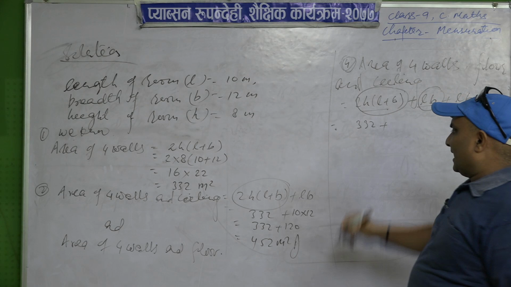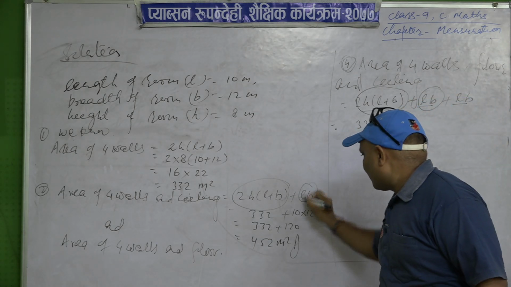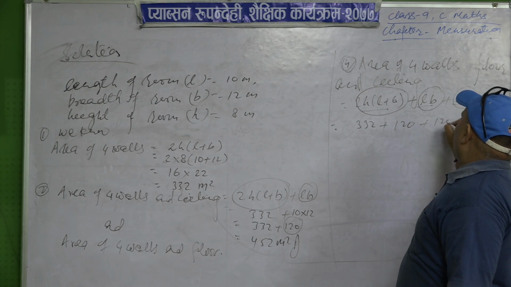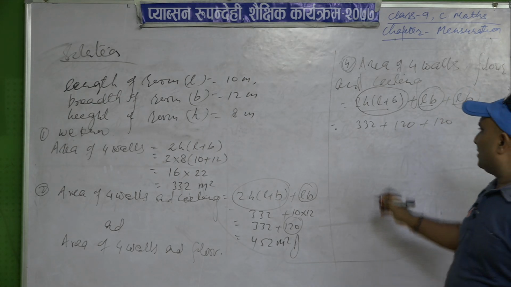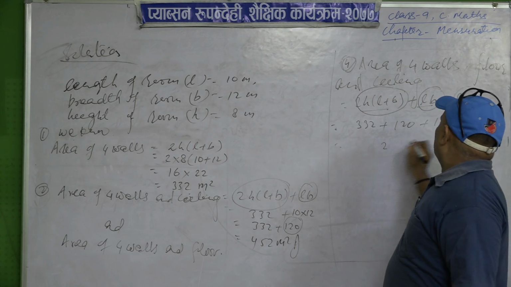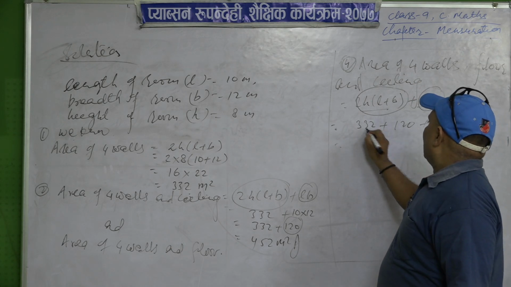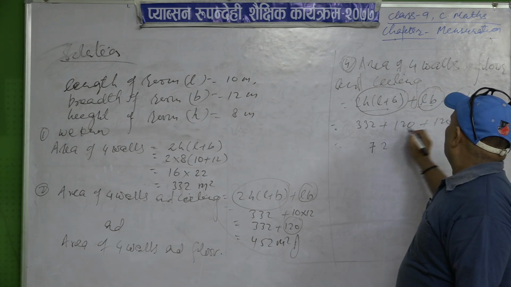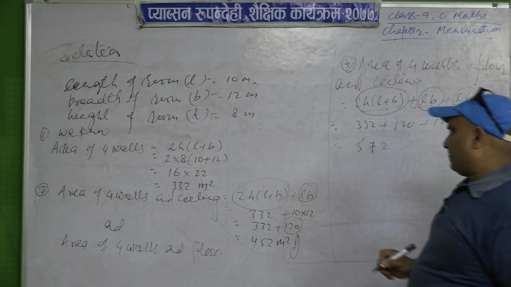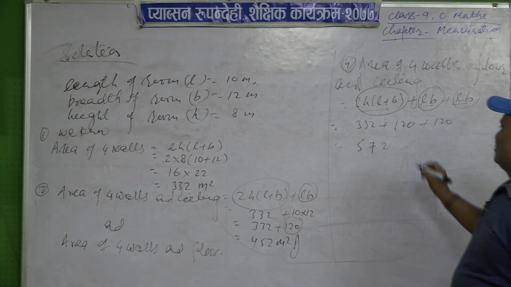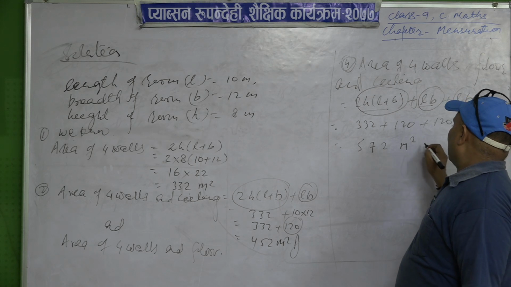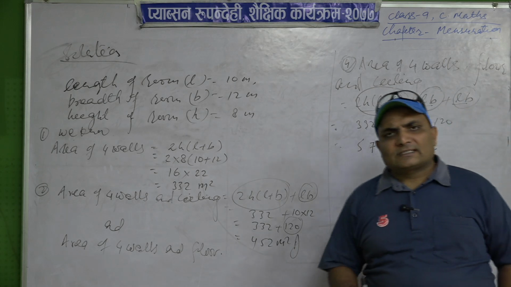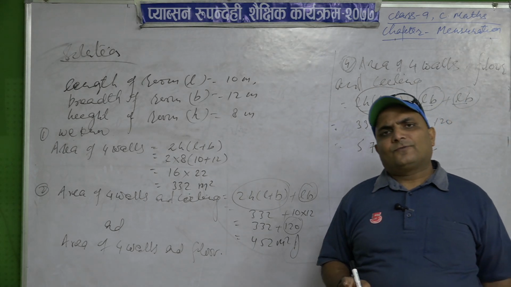The value of this part LB we have already got here. The value of LB is 120. So write here 120 again. The value of LB is 120. We can write this way also. Now 352 plus 240 is 592 meter square, is the area of four walls, ceiling and floor.